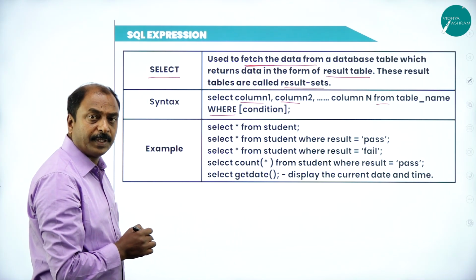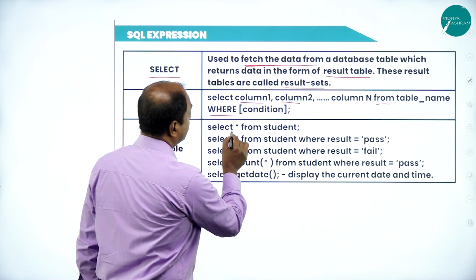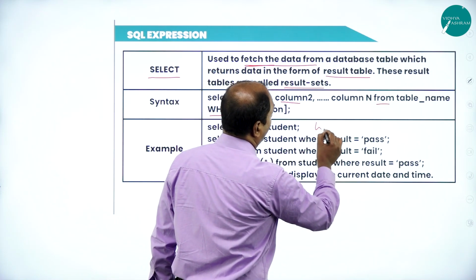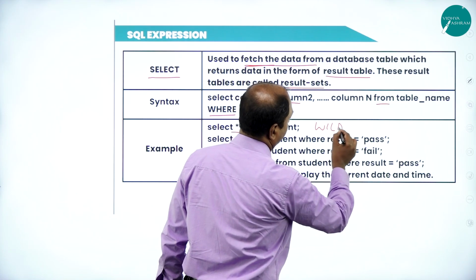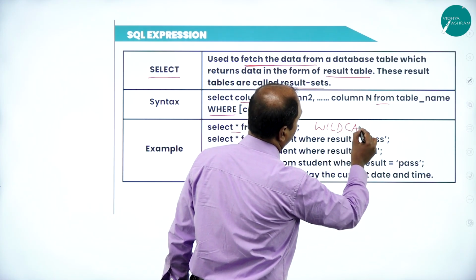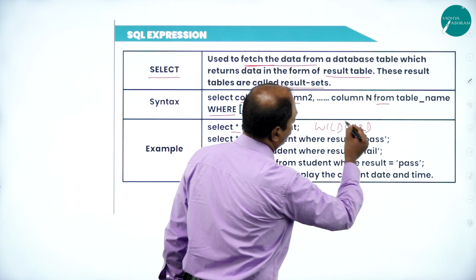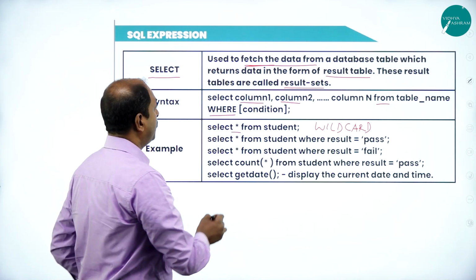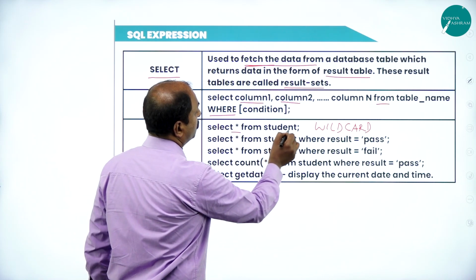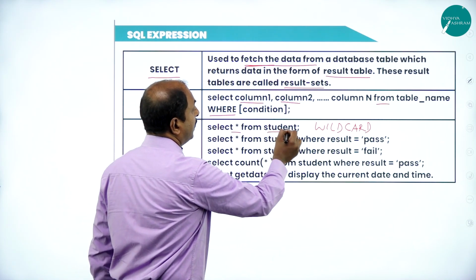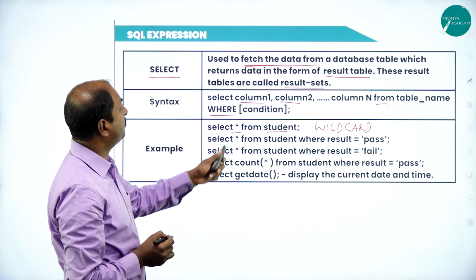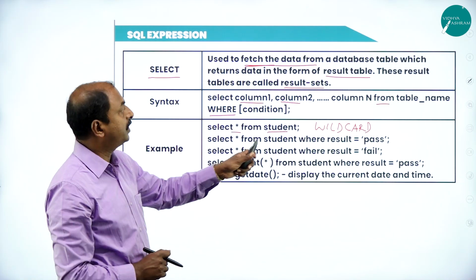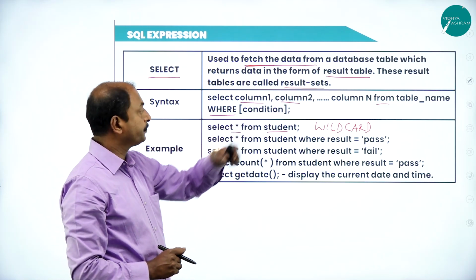So look at the example now. Here SELECT * FROM student. Here star is called a wildcard character. It displays all the records. So here SELECT * FROM student, where student is the name of the table. So it is going to display all the records with all the fields of a table. That is again a result set.